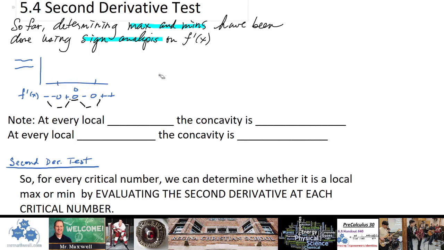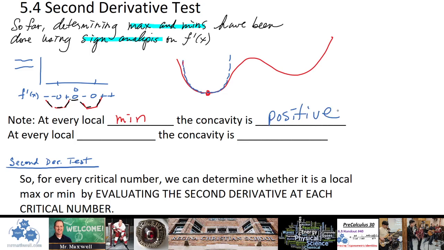But what we want to note from that is that at every local minimum, which would be this case right here, right? That's a minimum and this is a minimum. At every local minimum, we notice that the concavity is always what? It's always concave up. You see that? And I'll just draw a corresponding parabola that fits in there. So it opens up, or it's positive. Right? So at every local min, the concavity is positive.